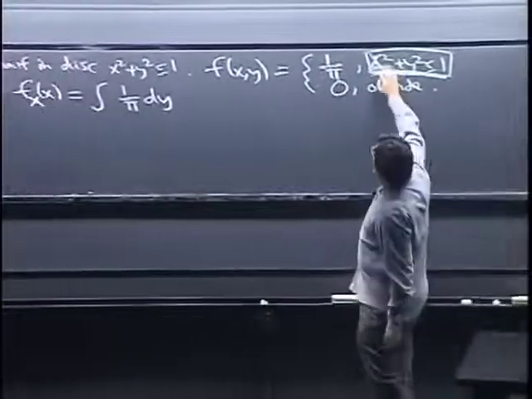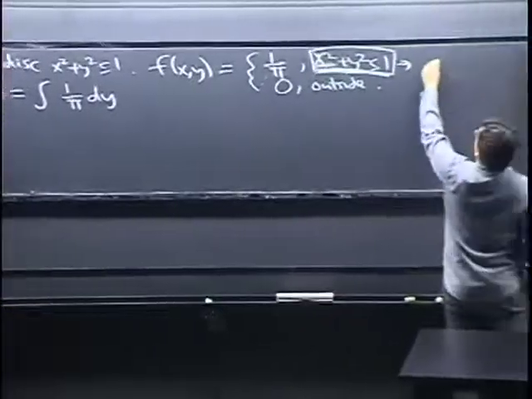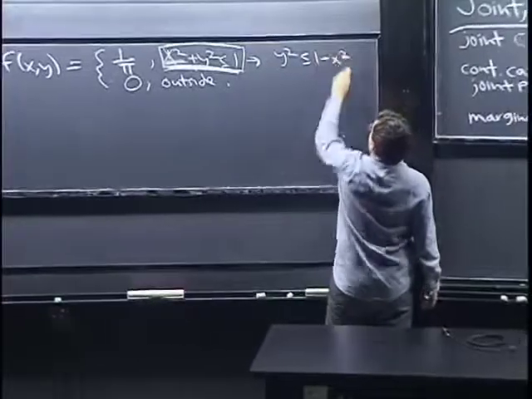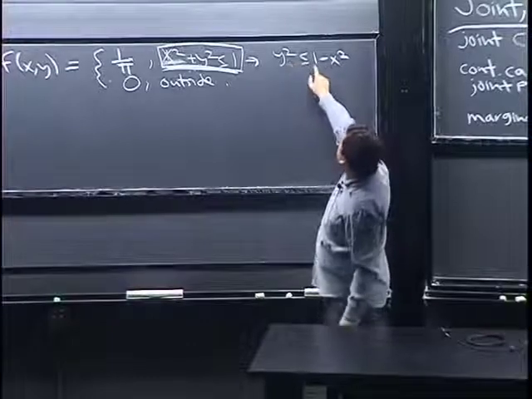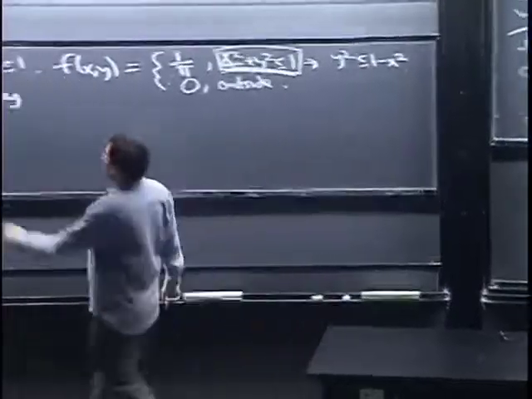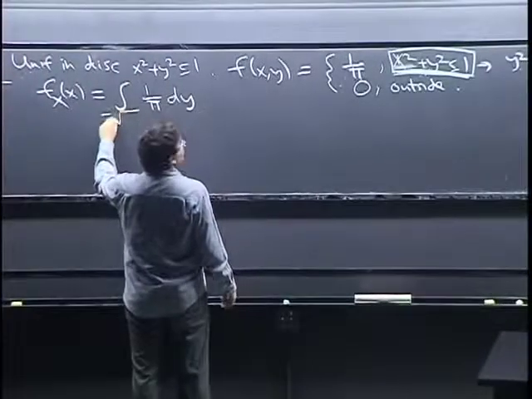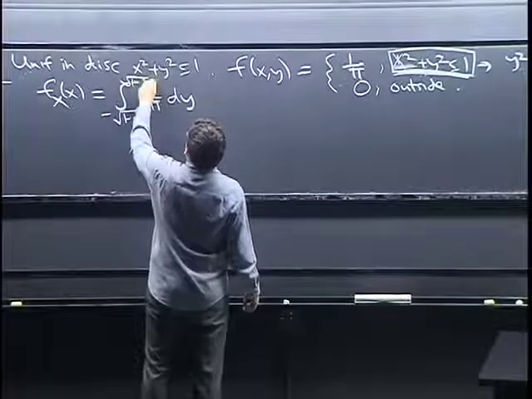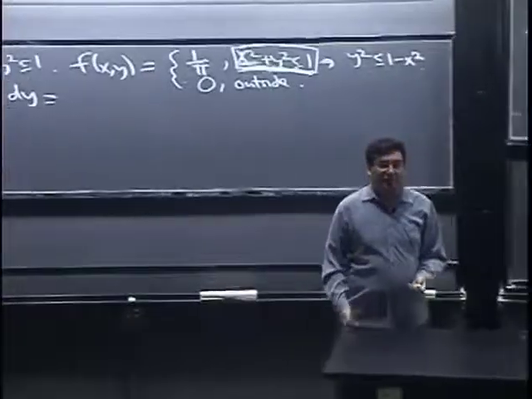Now, this is only valid when x squared plus y squared is less than or equal to 1, which is the same thing as saying that y squared is less than or equal to 1 minus x squared. And that tells us that y has to be between minus square root of this and plus square root of this. So we're going to integrate from minus square root of 1 minus x squared to square root of 1 minus x squared. So the main mistake with this kind of problem is messing up the limits of integration somehow.